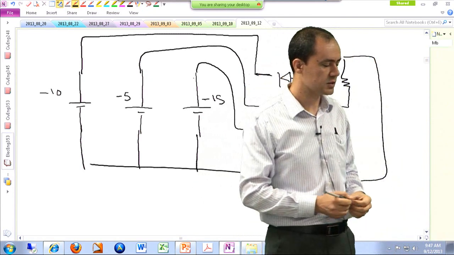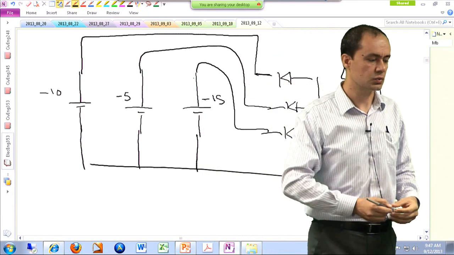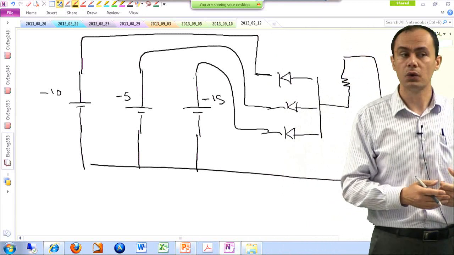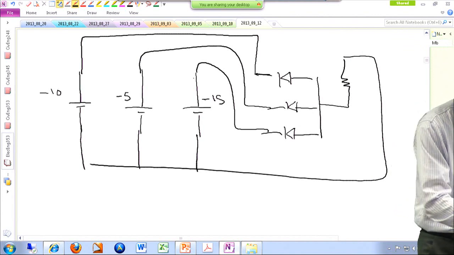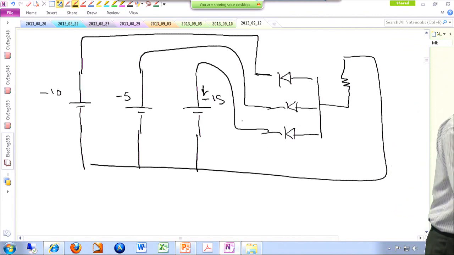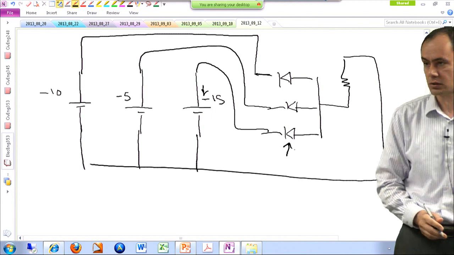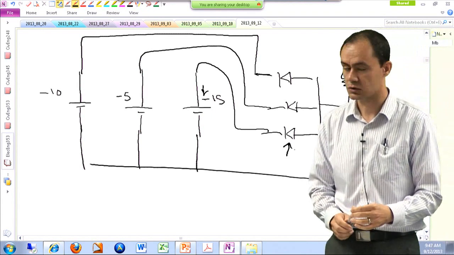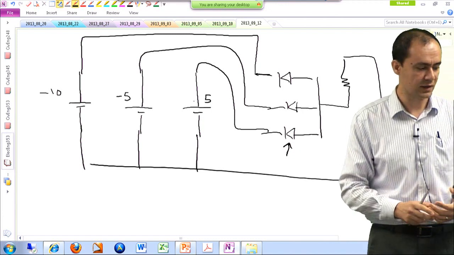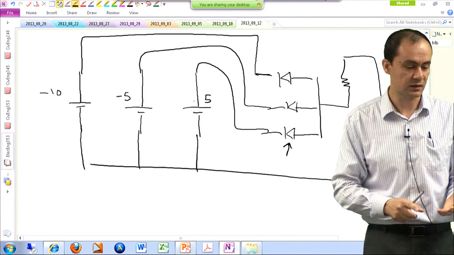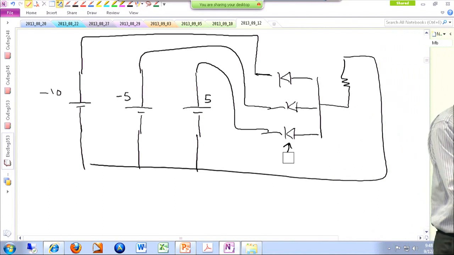In a system like this, the diode that is connected to the most negative voltage is going to conduct. In this case, we have negative 10, negative 5, negative 15. This is the most negative one. Therefore, this diode is going to conduct, and the other 2 are going to be reverse biased. If the situation changes, for instance, this negative 5 changes to 5, then the new numbers that we have are negative 10, negative 5, and 5, and negative 10 is the most negative one. So then this diode is going to conduct.